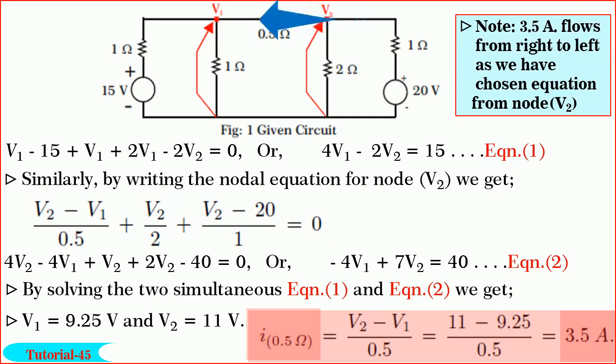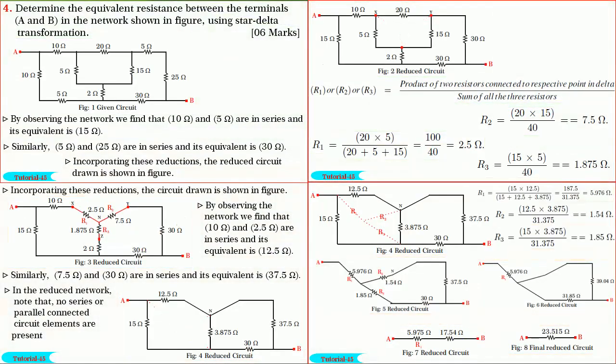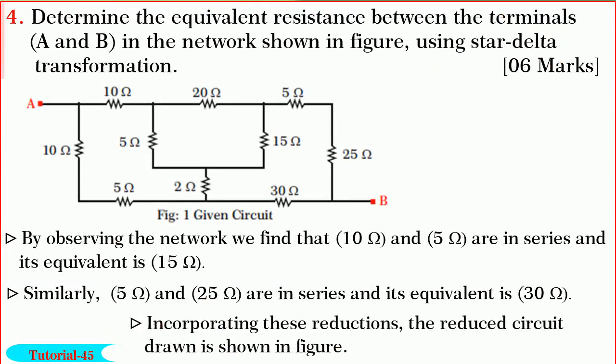Is it not simple, friends? Friends, next we shall solve the question on star delta transformation. In this question, we are required to find the equivalent resistance between the terminals A and B in the network shown in figure.